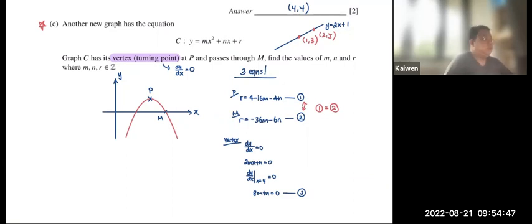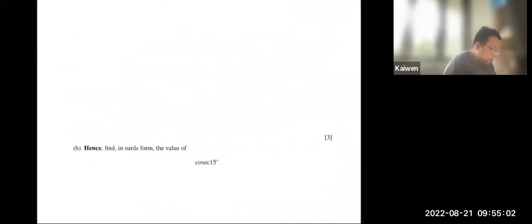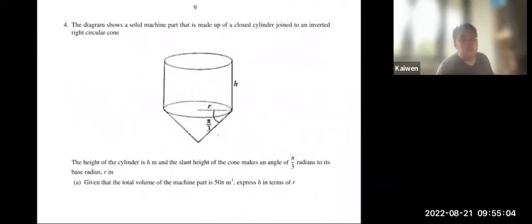The next question I want to look at will be question 4, which is the maxima minima question. This maxima minima question is a very standard maxima minima question. However, this question is a little bit on the evil side because if you cannot do part A, you cannot do part B, but you still can do part C.